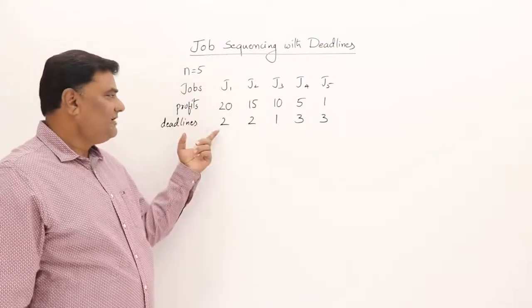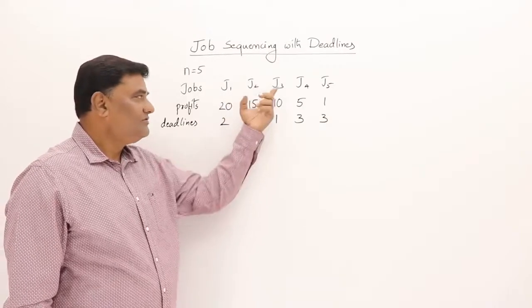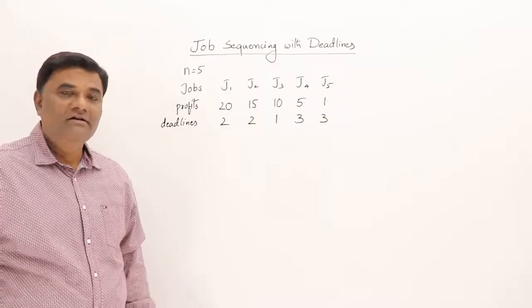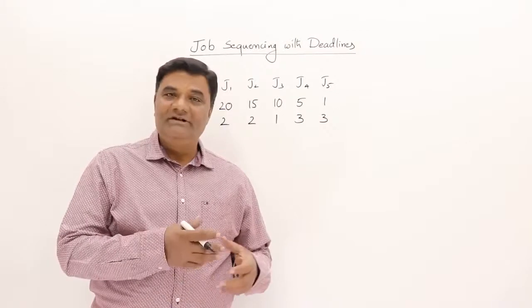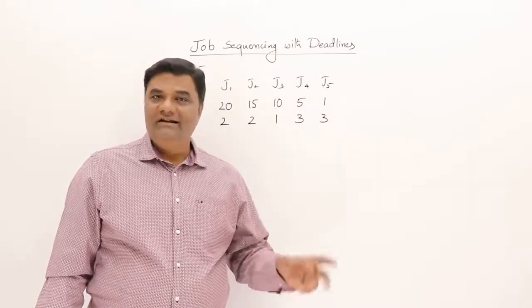Like the first job should be completed within deadline 2, job 2 also has deadline 2, job 3 is 1. So like that, every job has some deadline. So the problem is: jobs are given, every job has some profit, and if you complete the job, you will get the profit, and you have to complete that job within its deadline.